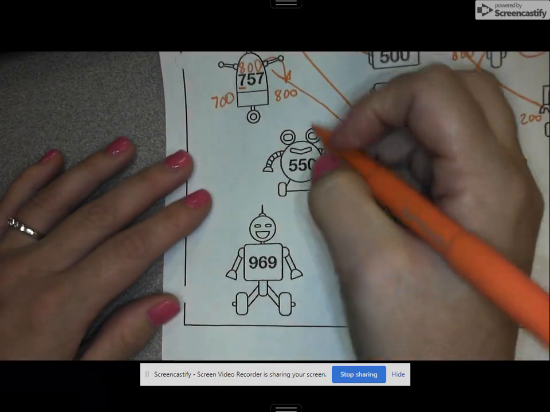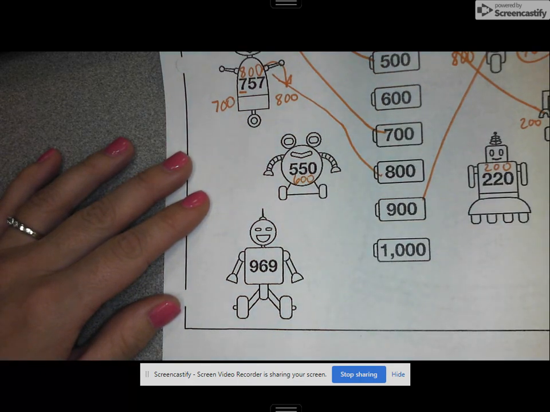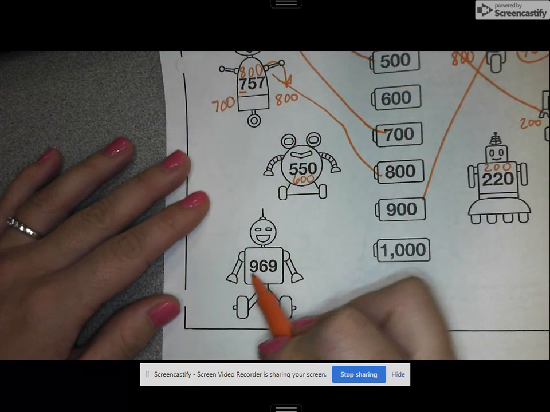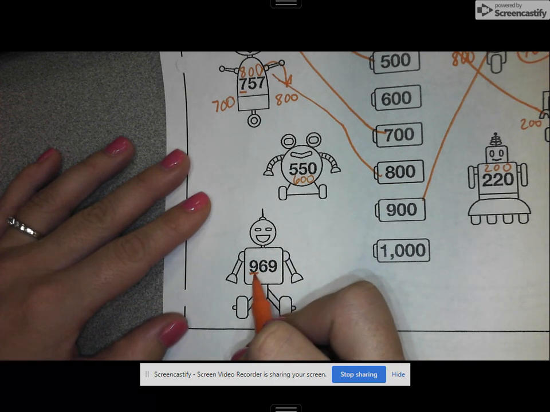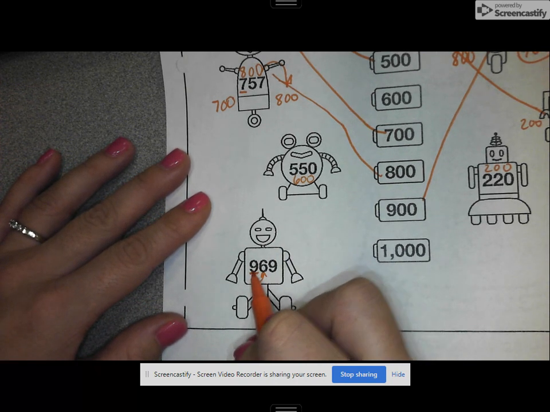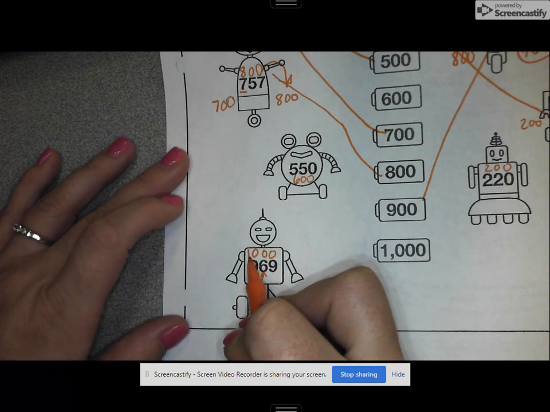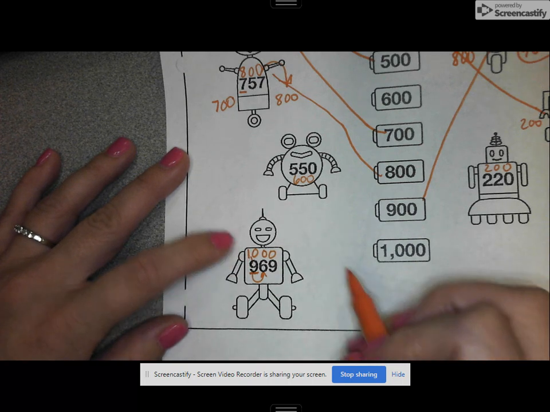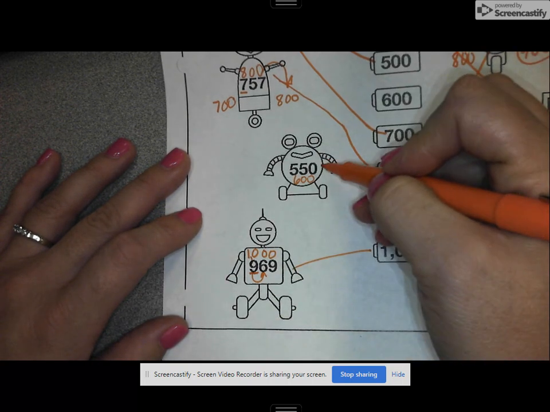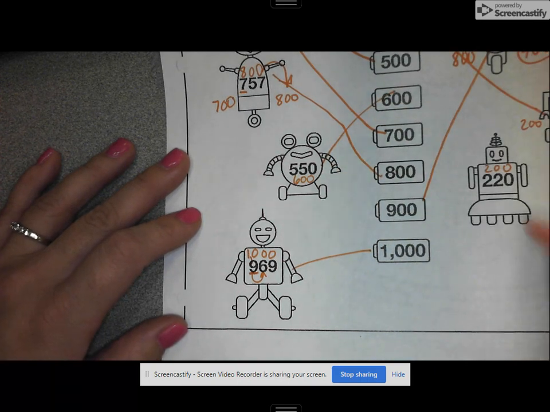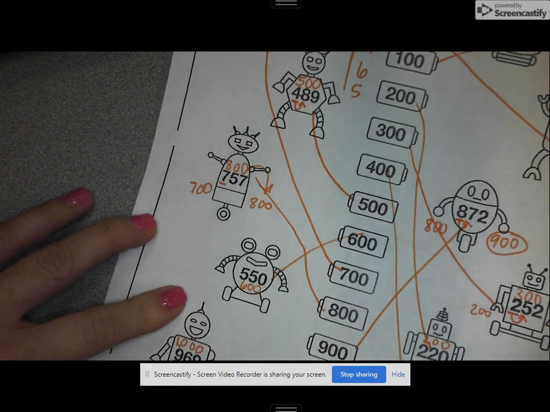Two more over here. This will round to 600. And this is the only time you'll see any kind of change, because we have a 9 in the hundreds. The 6 tells it to raise up. Well, a 9 raises to a 10, then everything becomes a 0. So we just created 1,000. This one rounds to 1,000. Then they just had to connect all of their different robots to what they rounded to.